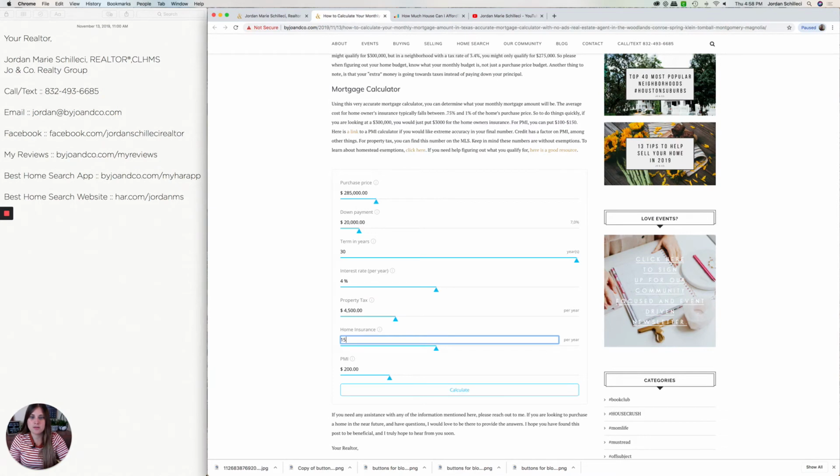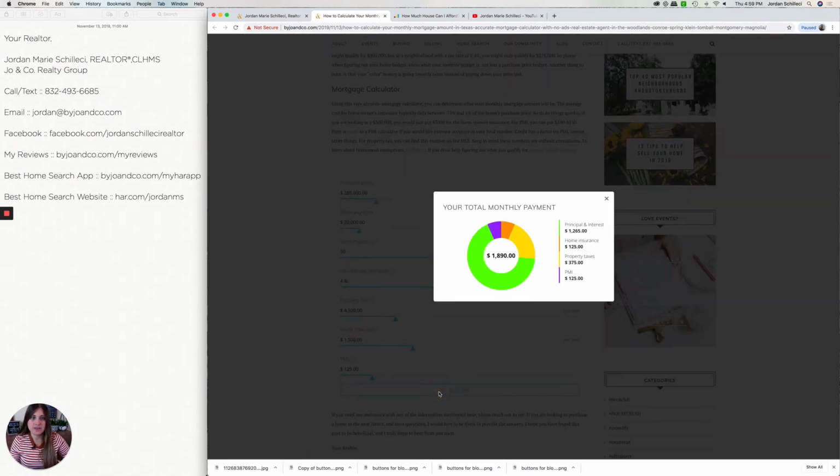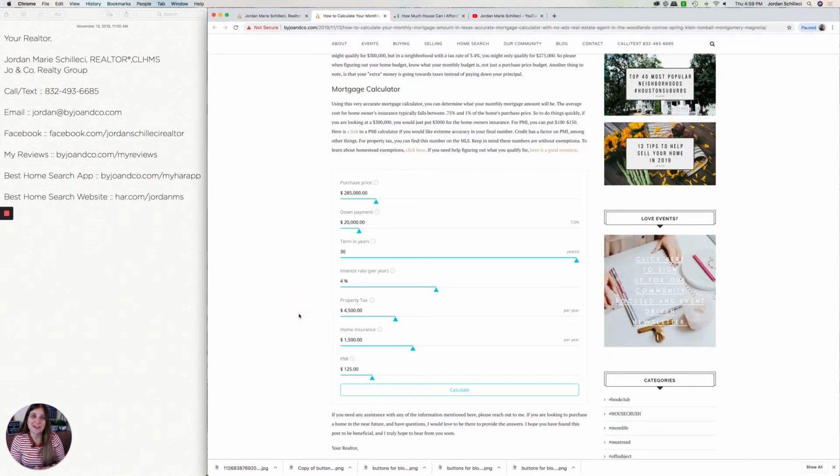Homeowners insurance, let's say we're a little cheap. And then PMI 125. And so you hit the calculate button, and this would show you that your monthly payment is $1,890. So that's something you can compare to your current rent or your current mortgage to see if it's something that you can afford, or maybe you know exactly what you have left over every month.